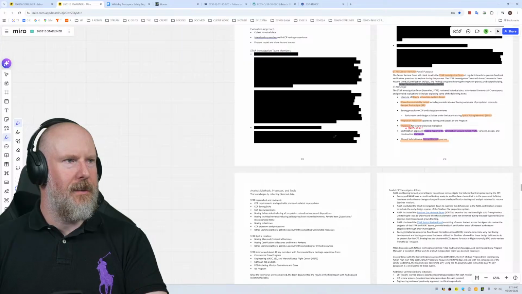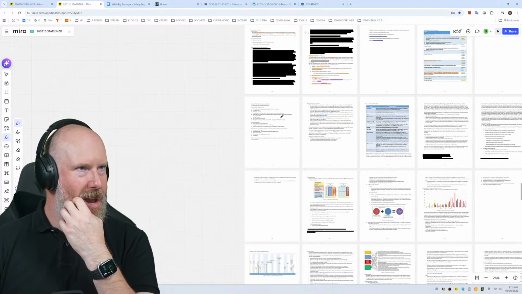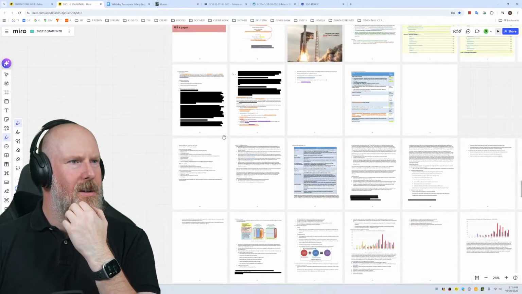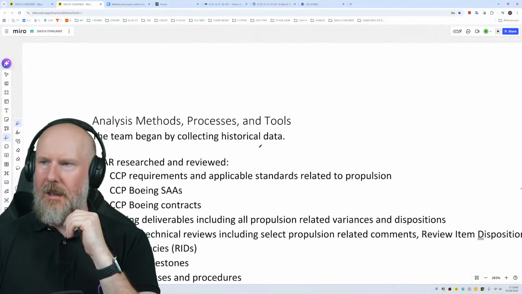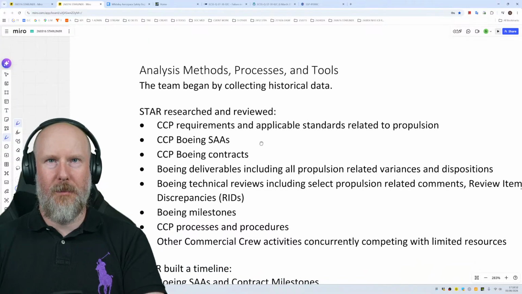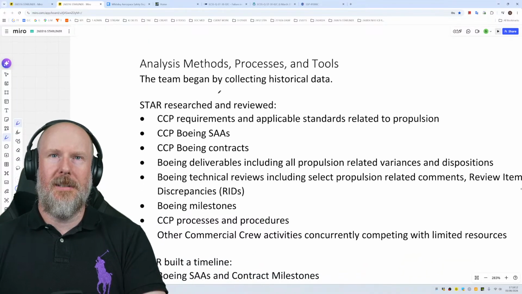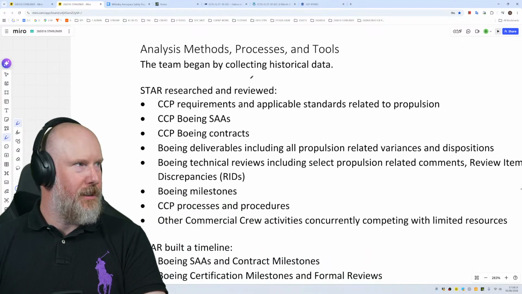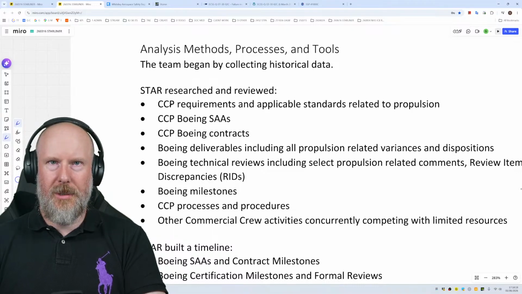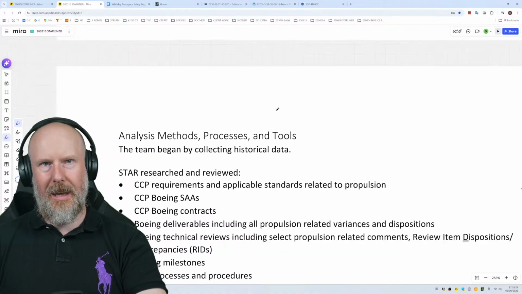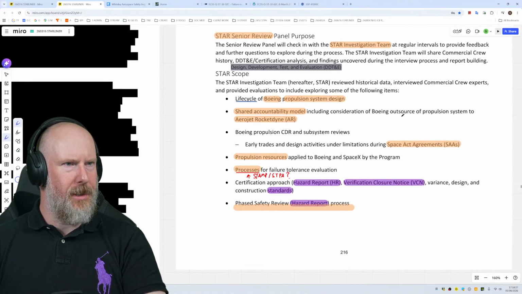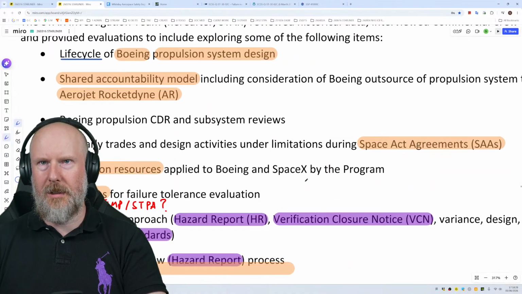Fantastic. Okay, so let's continue on. So the analysis methods, processes and tools. The team began by collecting historical data. The STAR researched and reviewed CCP requirements and applicable standards related to propulsion. CCP Boeing SAAs, that was mentioned earlier on, wasn't it? The Space Act agreements, that is.